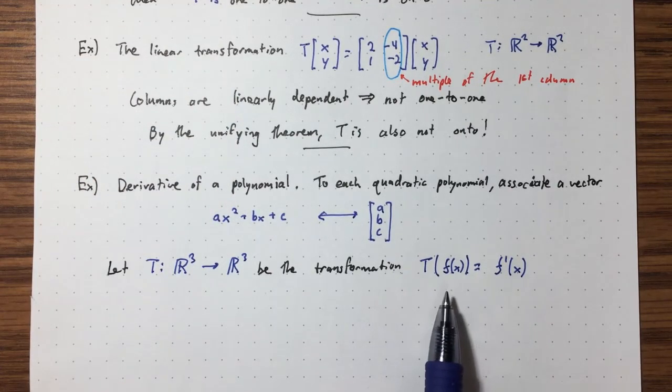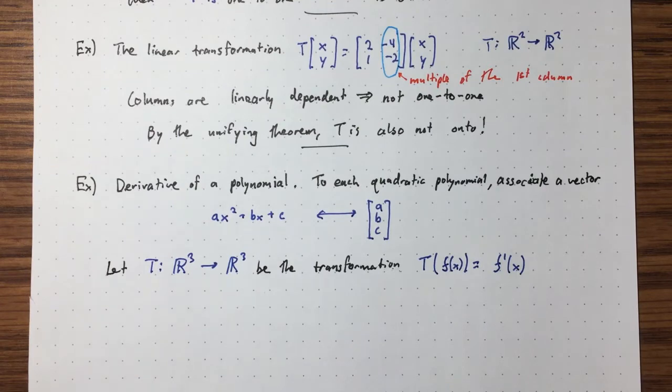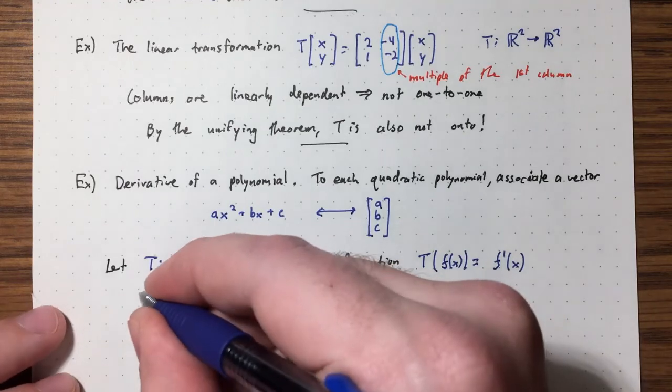And if you have the derivative of a constant times a function, that's the same as just the constant times the derivative of the function. So it turns out this is a linear transformation. Can we try to write down its matrix? So how are we going to do that? We need to figure out what T does to the basis, right?